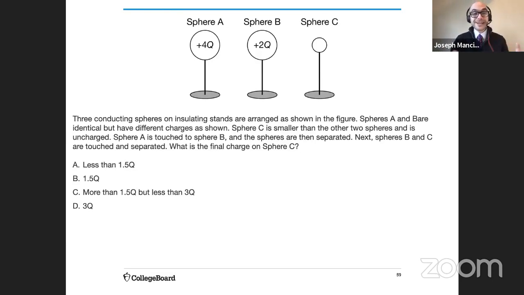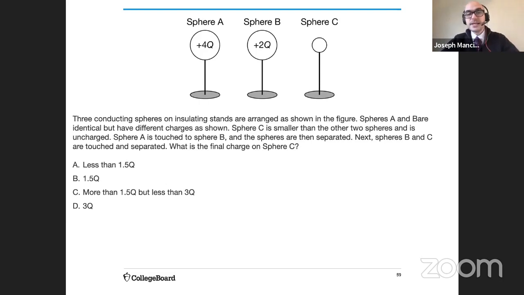So here are three conducting spheres, A, B, and C. Notice that C is smaller. A and B are brought together, and then B and C are touched and separated. Your job is to determine the final charge on sphere C. We are a bit pressed for time.